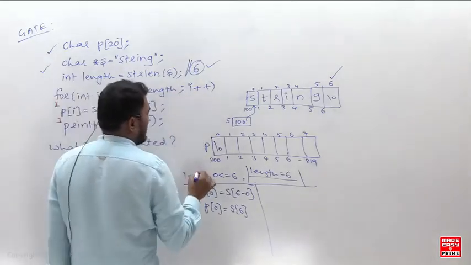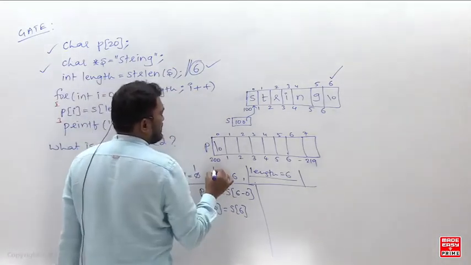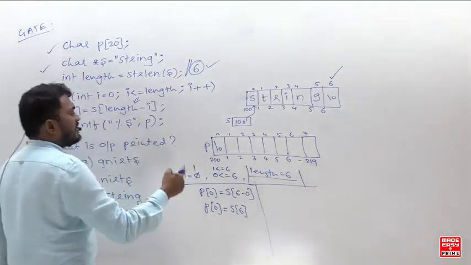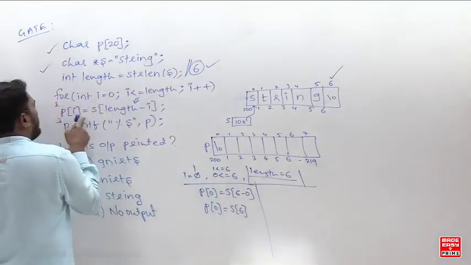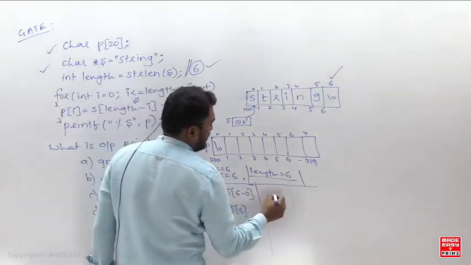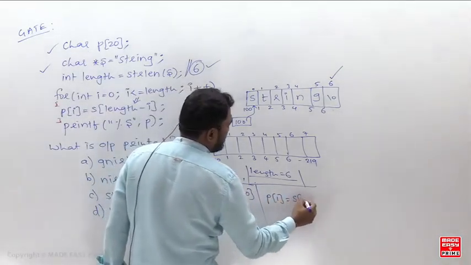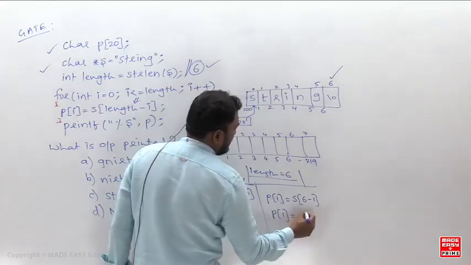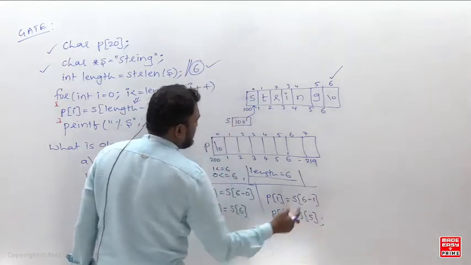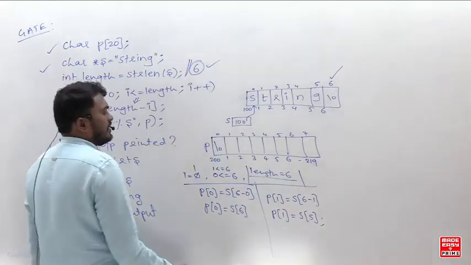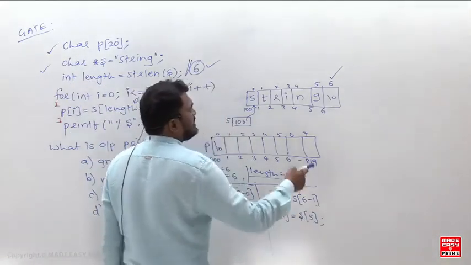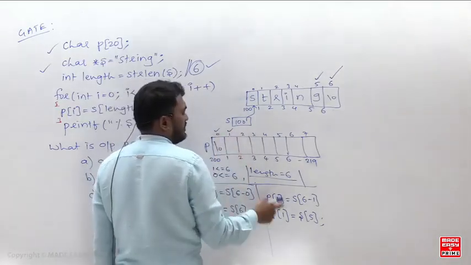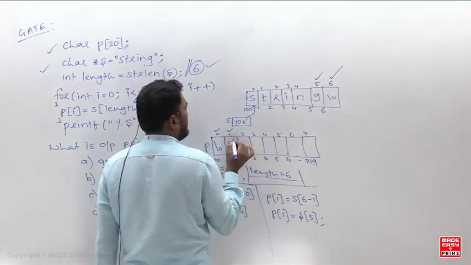Next you say I plus plus, so I value becomes 1. And next, 1 less than or equal to 6. The condition is true. In the next iteration, I value is 1, so in P of 1 you are storing S of 6 minus 1. Indirectly, in P of 1 you are storing S of 5, because 6 minus 1 is 5. Now tell me, what is there in S of 5? G. That is copied to P of 1.